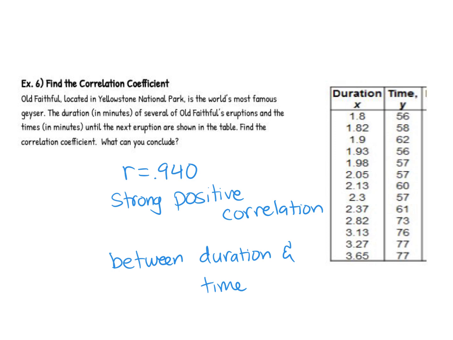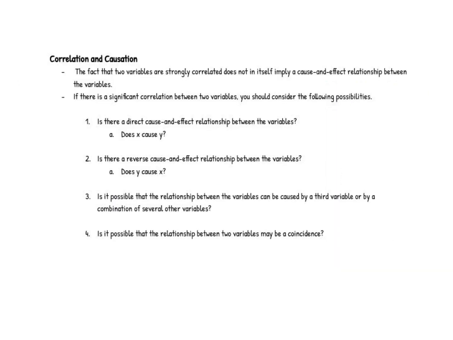The last thing that we're going to look at in this lesson is correlation and causation. The fact that two variables are strongly correlated does not in itself imply a cause and effect relationship between the variables. You might have heard the term correlation does not mean causation. That's what this is getting at. If there is a significant correlation between two variables, you should consider the following possibilities.